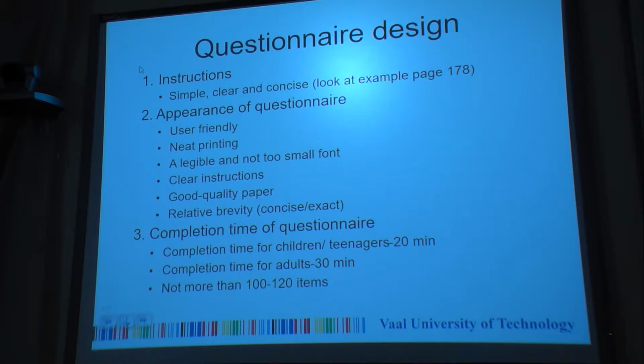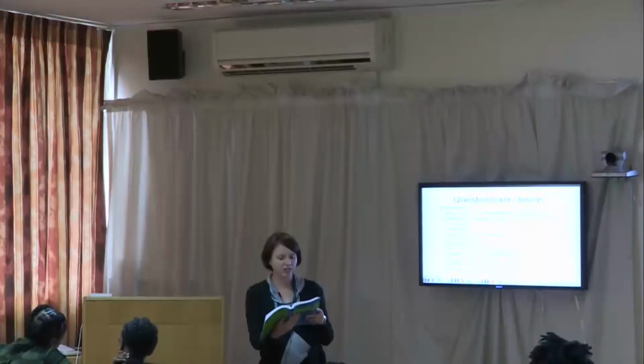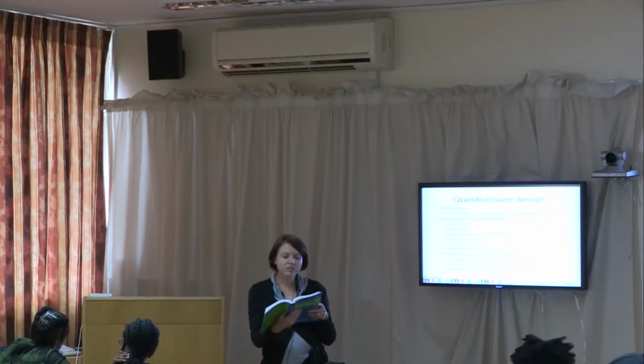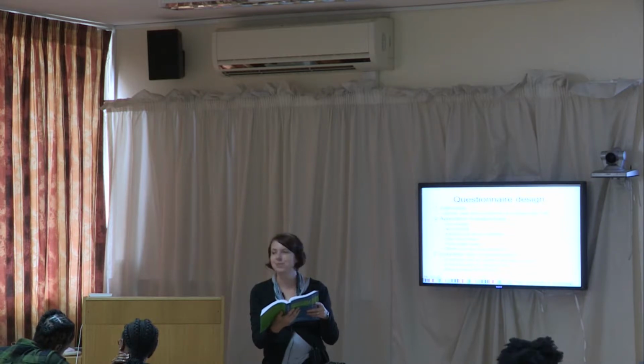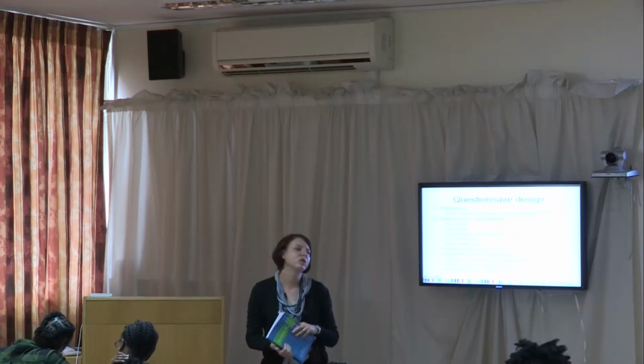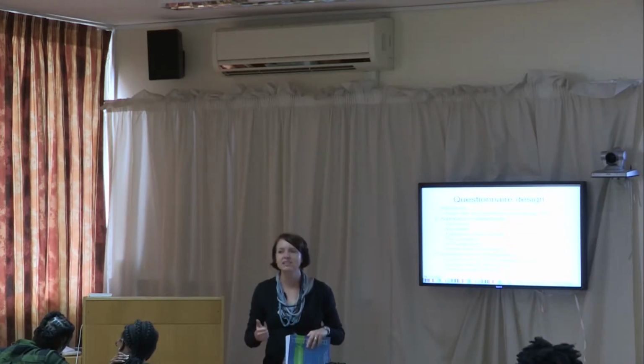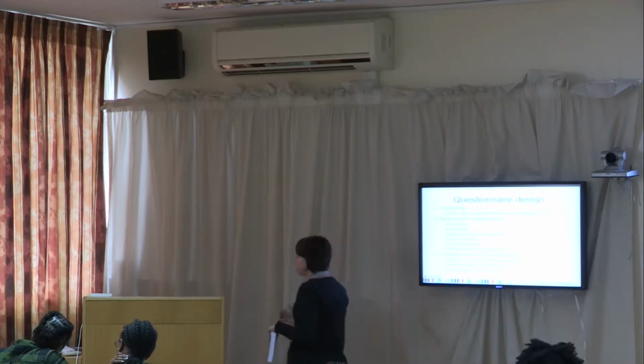There are examples in the textbook. I've indicated one on page 178. I don't know if you have your books with you, but under instructions there is an example of a good instruction. It says, answer each question by circling the appropriate number in the shaded box or by writing your opinion in the space provided. So this clearly says what you must do. You have to be concise and clear in the instructions for your respondents.